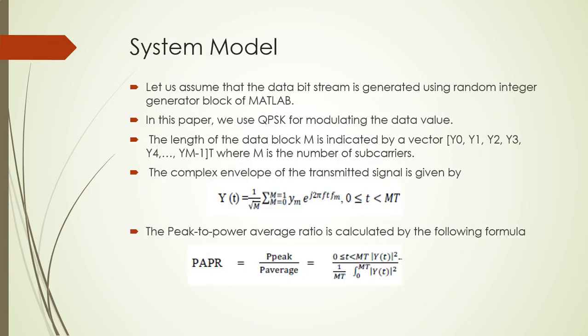Coming to the system model, let us assume that the data bit stream is generated using a random integer generator block of MATLAB. In this paper, we use QPSK for modulating the data value. The length of the data block M is indicated by the vector y of 0 to M minus 1 of t, where M is the number of subcarriers. The complex envelope of the transmitted signal is given by the formula shown. The peak to average power ratio is calculated by the following formula: P peak over P average.